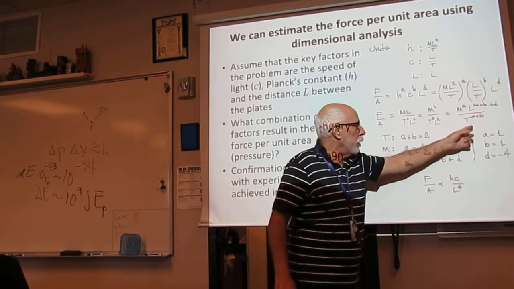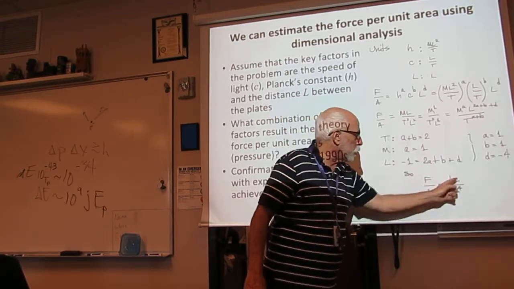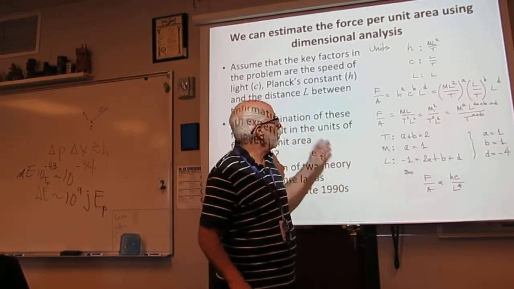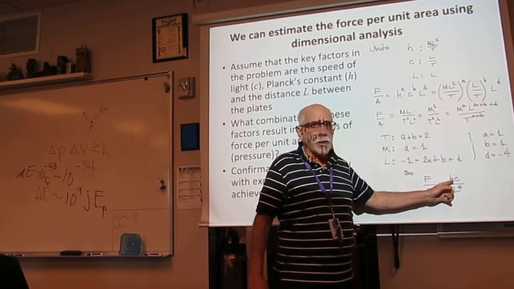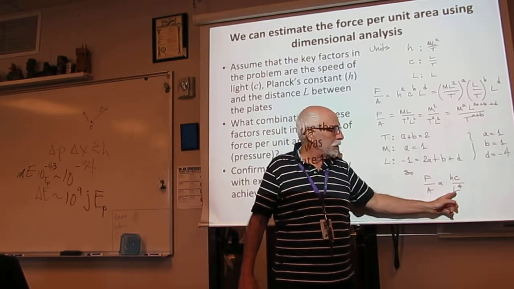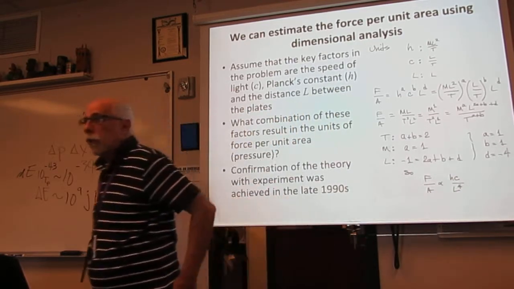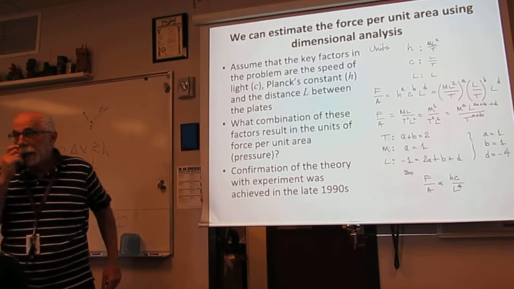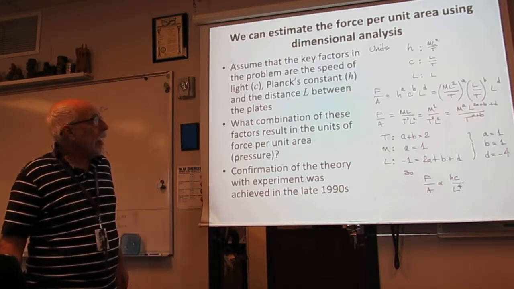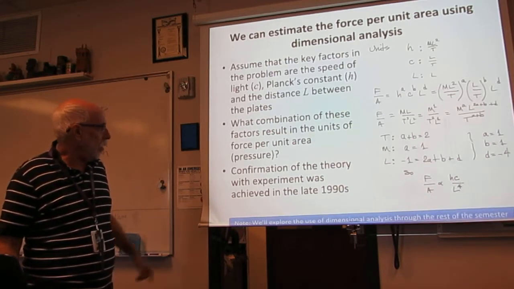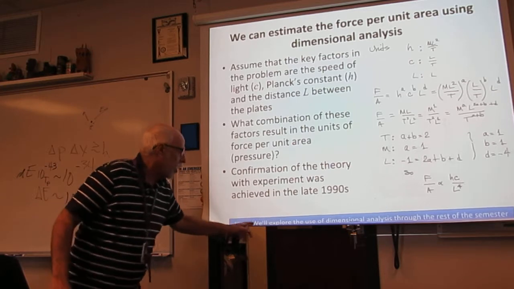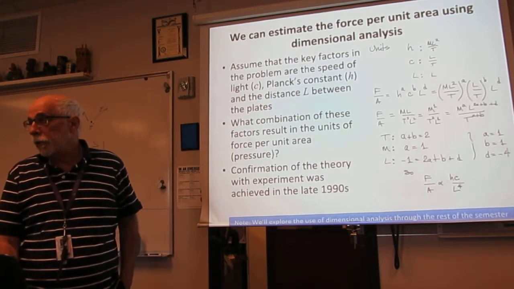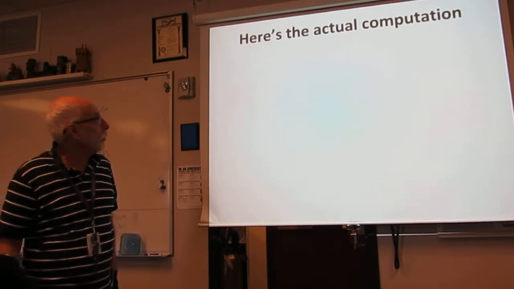You can see what I'm doing here, a little bit of algebra, and we get this relationship, that the force per unit area, also called the pressure, for an experiment like this is Planck's constant times the speed of light divided by the separation of the plates to the fourth power. So very interesting, we get that fourth power effect again. Now, let's see what happened. We are going to do dimensional analysis later in the semester so you can see lots more examples.